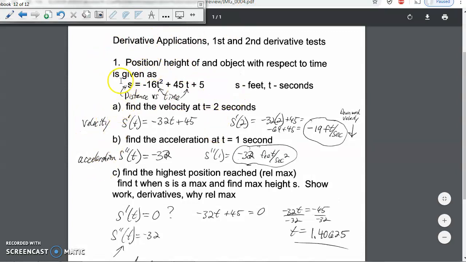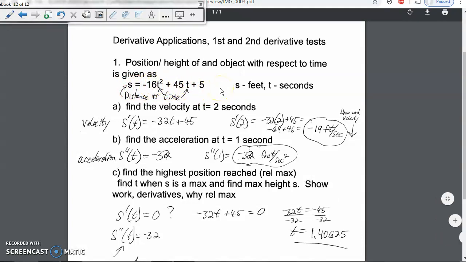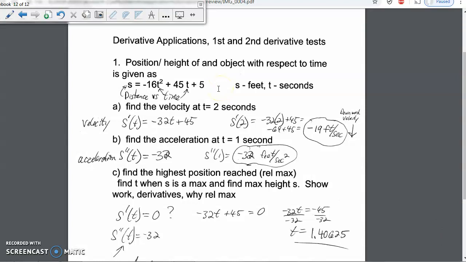So the original equation is distance versus time. And this is used all the time in physics. Sometimes your letters are different, but it's basically the same thing. So this is your distance versus time quadratic equation. It tells you how far away, well, this is just height, so how far up and down something is going.